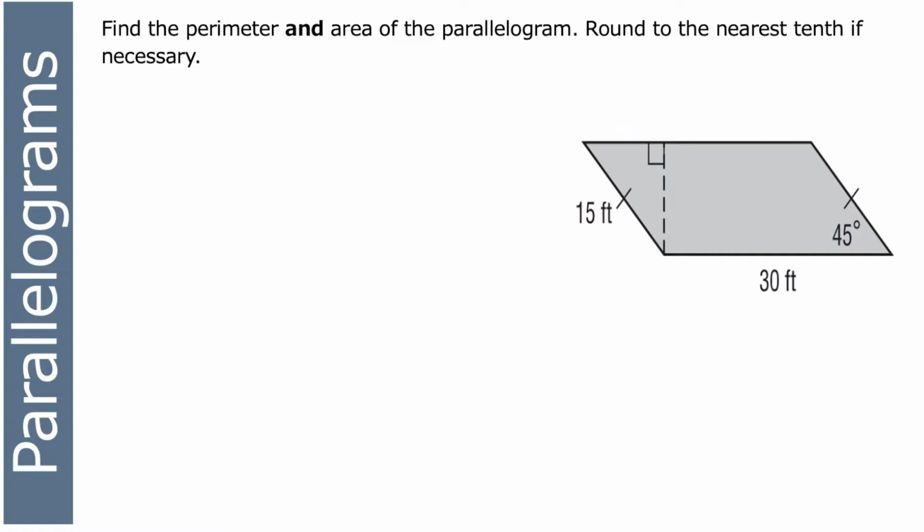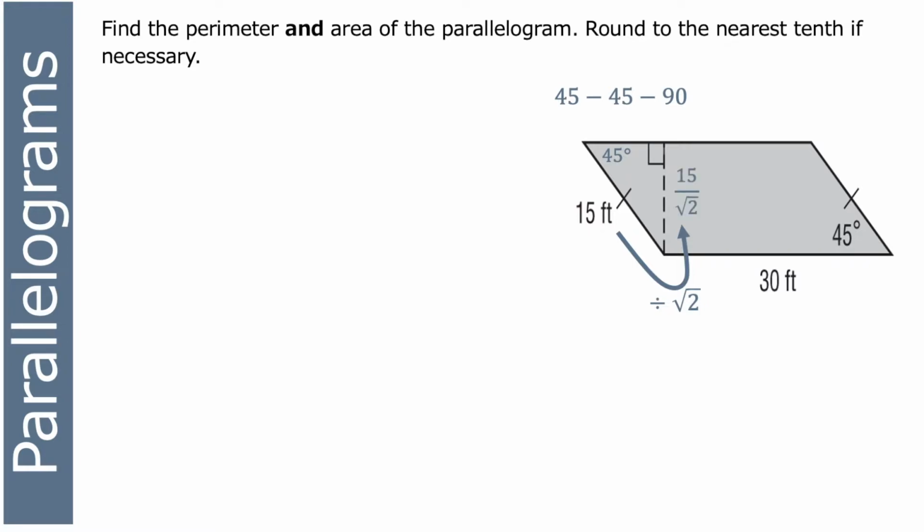Let's try another one. All right, now for this one, we've got a 45-degree angle. Opposite angles of parallelograms are equal, so up in this top left corner, that's also 45 degrees, which means we now have a 45, 45, 90 triangle. So if we know the hypotenuse of that triangle is 15 feet, we can divide by the square root of 2 to get the side to be 15 divided by root 2.